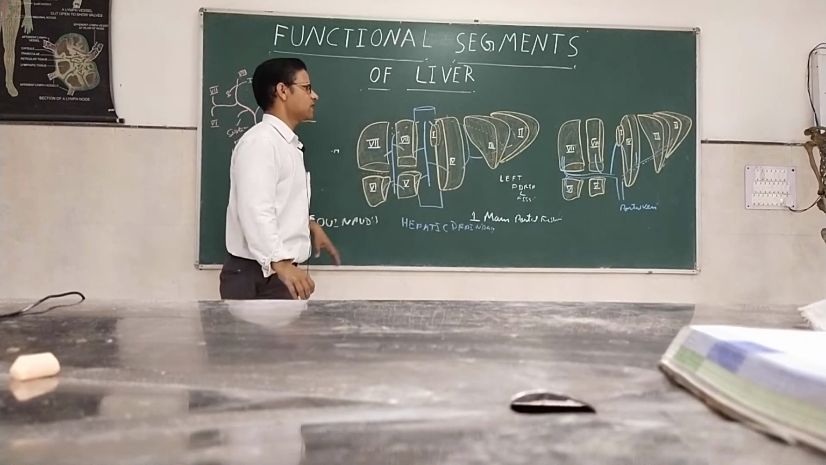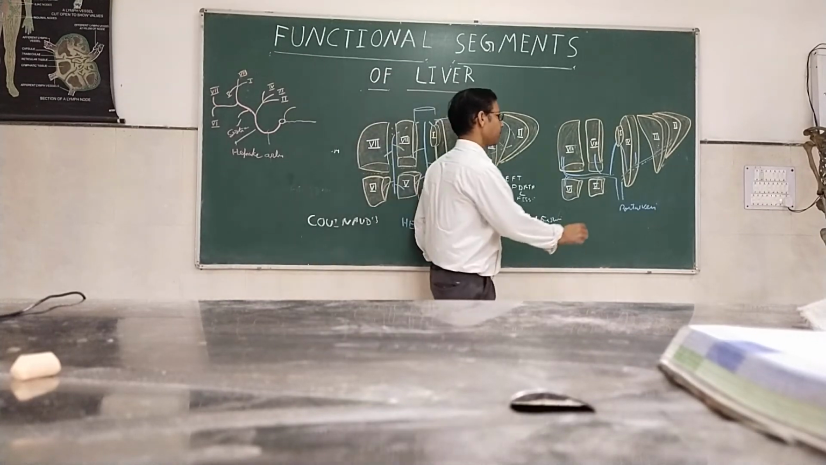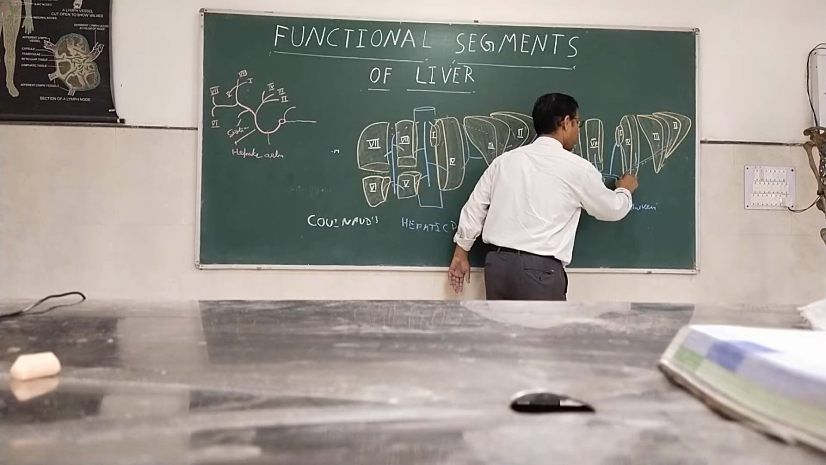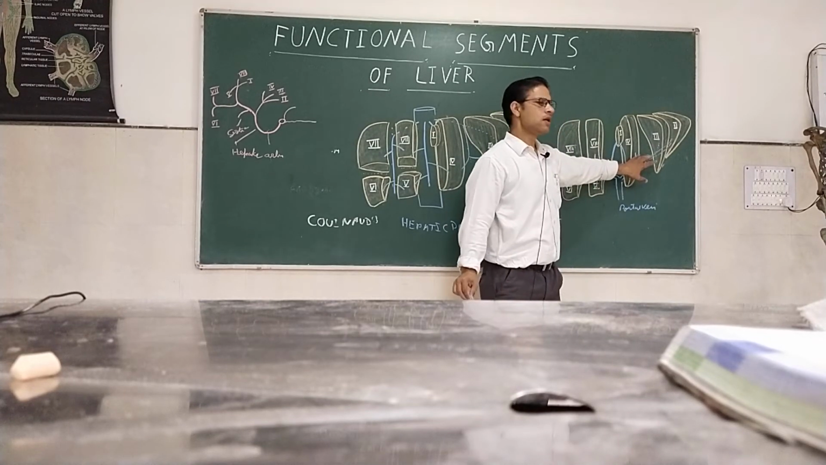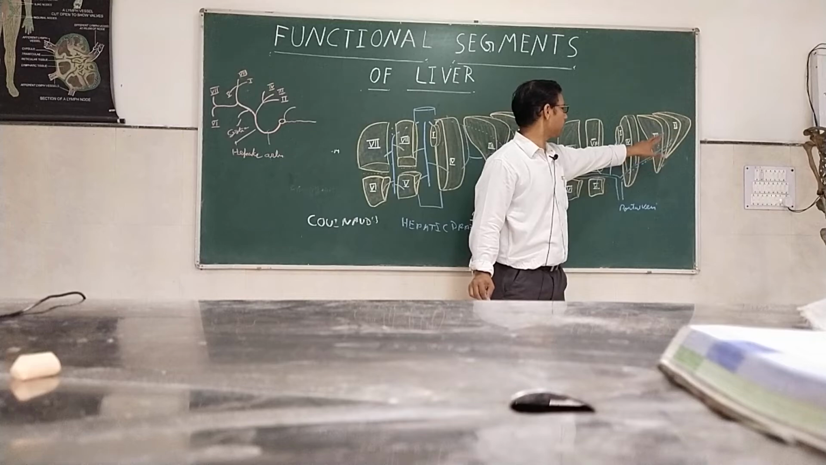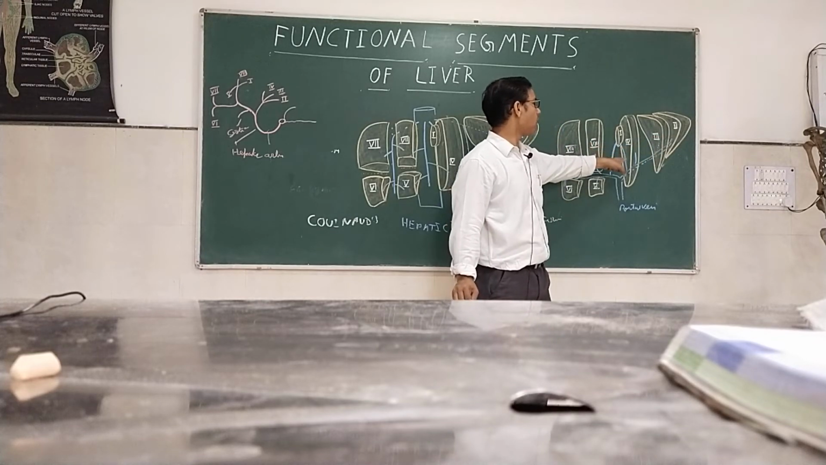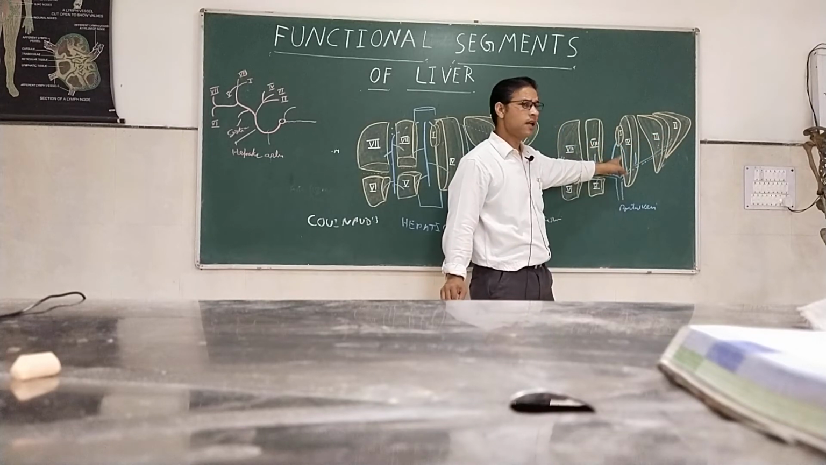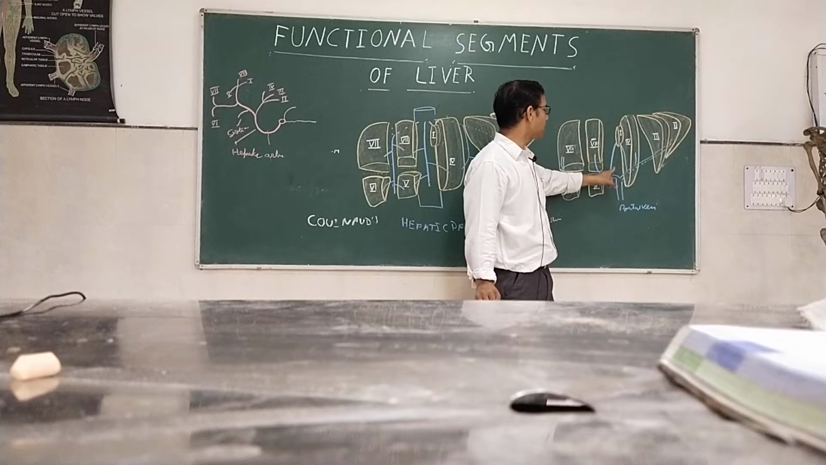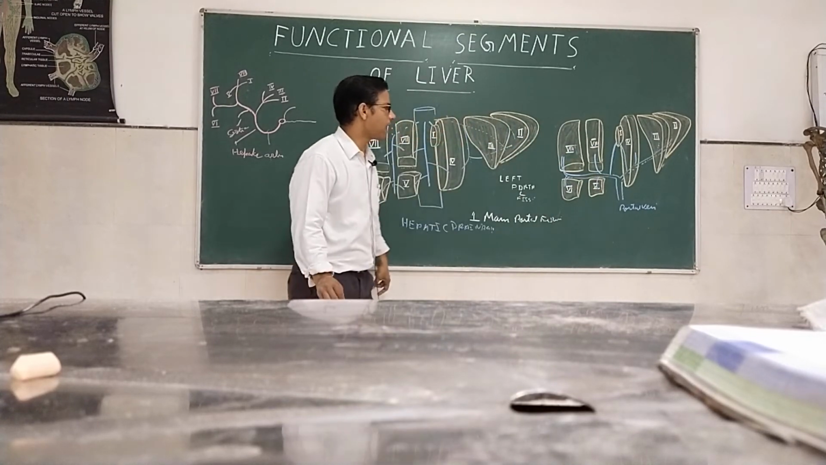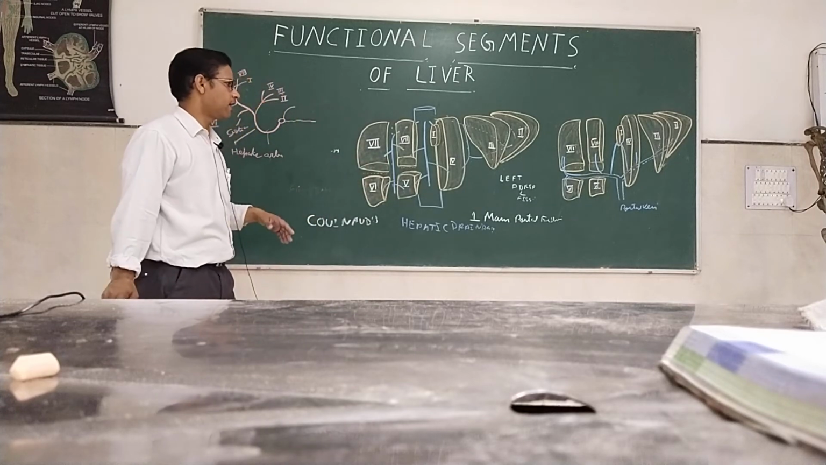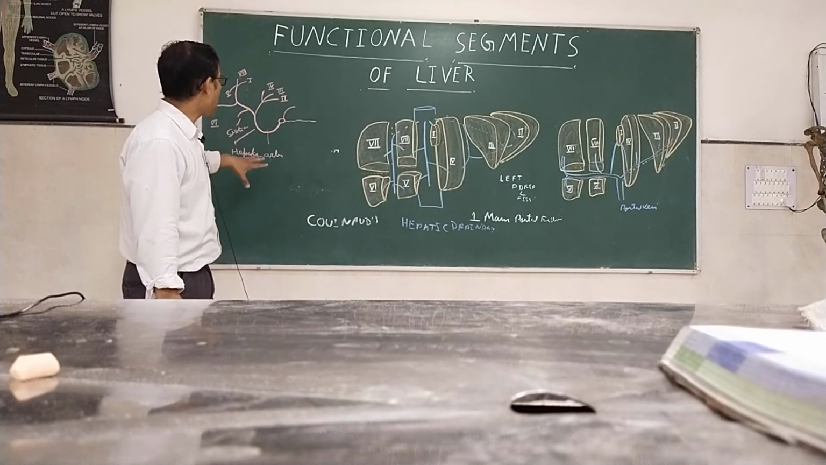And this is the portal vein supply. The portal vein is divided into left and right. The left one supplies the 4th, 3rd and 2nd, additionally giving one vein to supply the caudate lobe. Similarly, the right also supplies the segments of the functional right side.